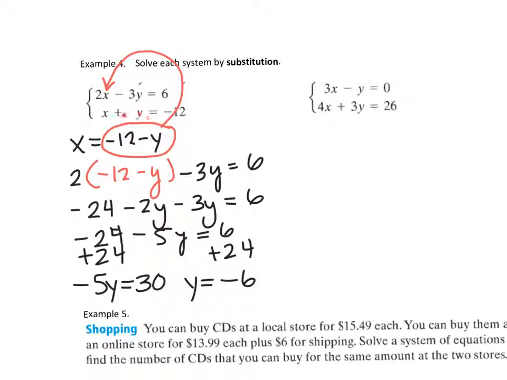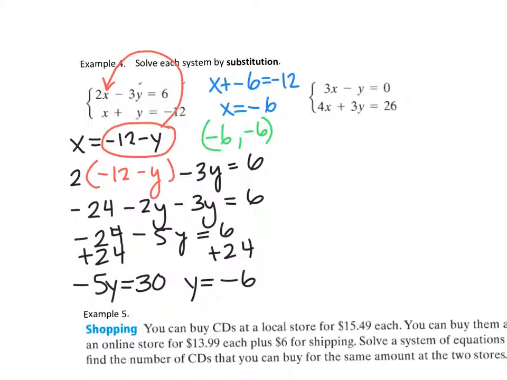I would choose to solve for x in this one. So this is going to be x plus negative 6 equals negative 12. Adding 6 to each side gives me x is negative 6. So at the end you want to write your answer as an ordered pair, the x and the y. Or if they're not x and y, write alphabetically what the ordered pairs are.